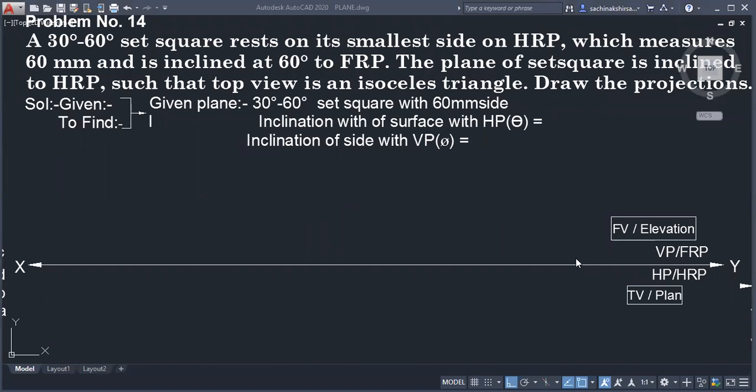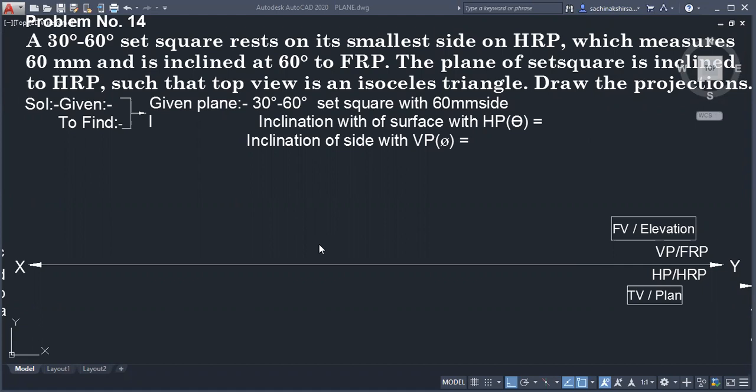A 30 degree minus 60 degree set square rests on its smallest side on HP, which measures 60 mm and is inclined at 60 degree to VP. The plane of the said set square is inclined to HP such that the top view is an isosceles triangle. Draw the projections. So it is not 30 degree minus 60 degree; we can say a 30 degree-60 degree set square.